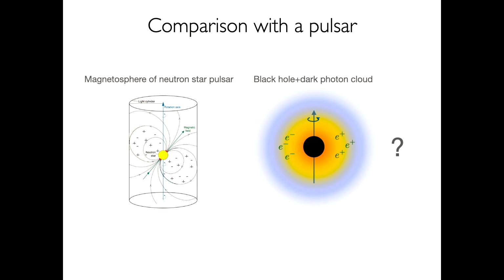So we were wondering, can we use some of these same techniques to try to understand what's happening with the black hole and dark photon cloud, and can we compute, for example, how much energy is coming out of the system, and can we observe it in telescopes? So I'll outline some differences between the two systems.